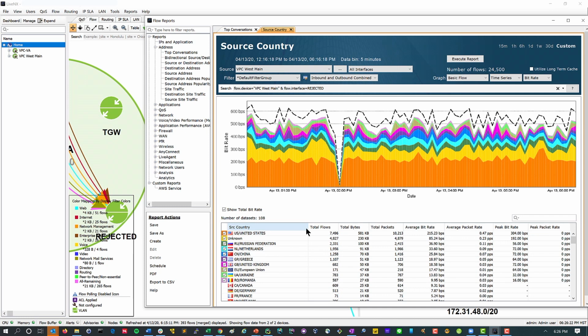Here we can analyze the source country that's coming into my VPC and getting rejected. There's a bunch from the US, from Russia, Netherlands, China, Greece, Ukraine, Canada. So there's a lot of traffic that shouldn't be coming in to this particular instance. This is telling me that the security group policy is working effectively, since I know that this particular inbound traffic shouldn't be coming from outside the US.